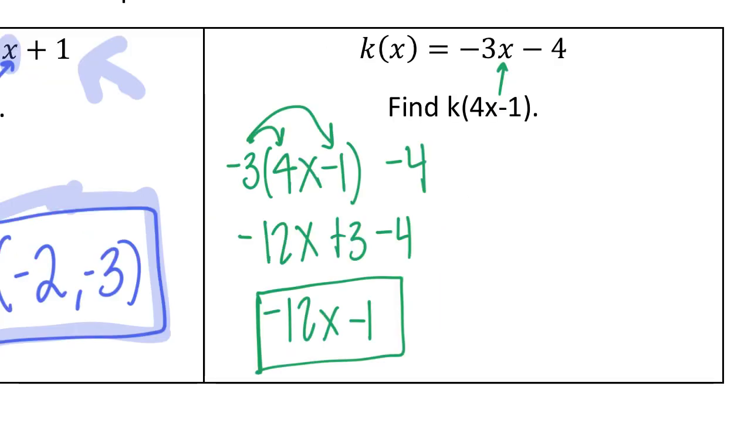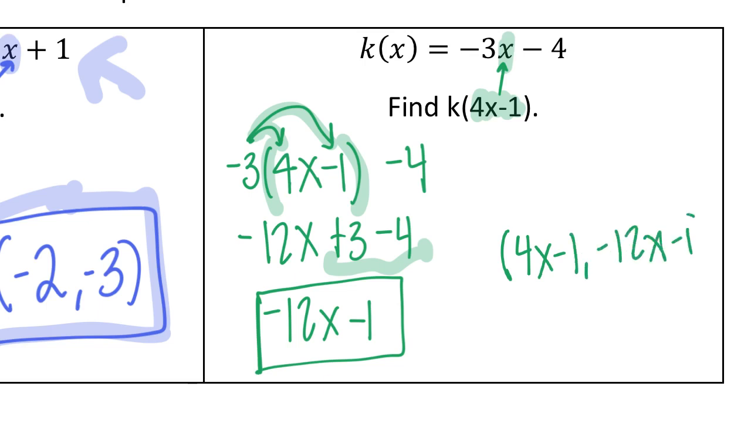For your final warm-up problem, you should have plugged in 4x minus 1 in place of x. Make sure that when you plug it in, you put parentheses around it because that -3 that is multiplied out front is distributed to both terms inside, resulting in -12x plus 3 minus 4. Combine your like terms here, the 3 and the -4, to get -1. If you were going to write this one as an ordered pair, it would look kind of weird, but you could write the x value is 4x minus 1. The output would be -12x minus 1.